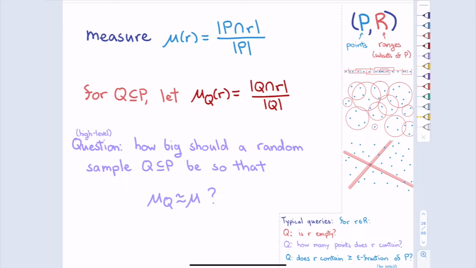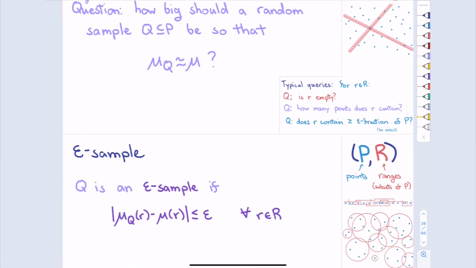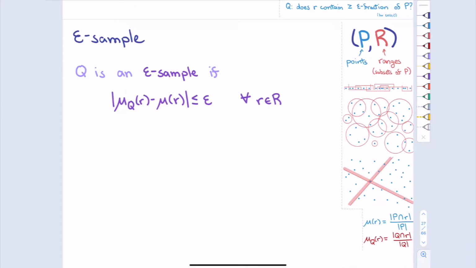All right, so let me define the two things that we'll try to construct. A more straightforward one is called an epsilon sample. Q is an epsilon sample if the measure is off by at most epsilon for every single range. That seems like the most natural thing to do. So you tell me you can be off by 10%, so epsilon is 0.1, and I want to sample a subset of points so I'm off by at most 0.1 for every range. All right, so that's one.